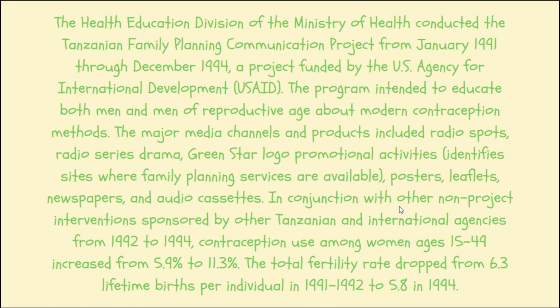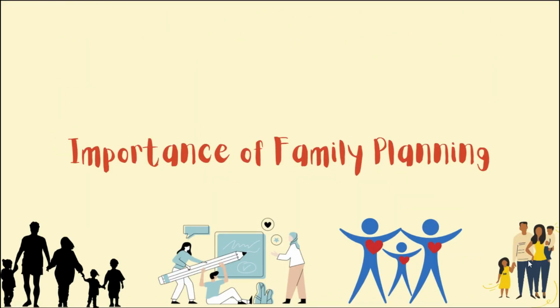From 1992 to 1994, contraception use among women aged 15 to 49 increased from 15.4% to 11.3%. The total fertility rate dropped from 6.3 lifetime births per individual in 1991 to 1992 to 5.8 in 1994.